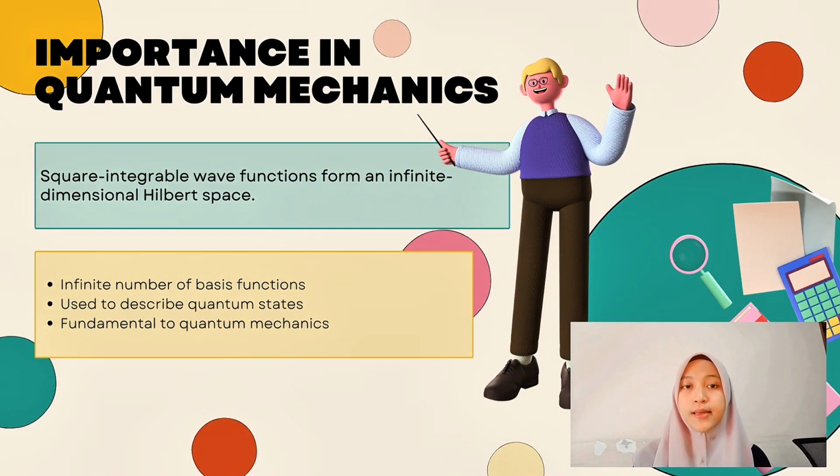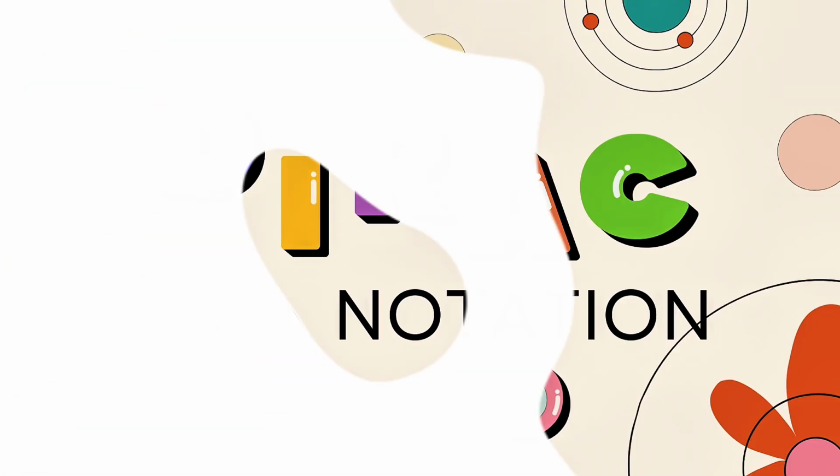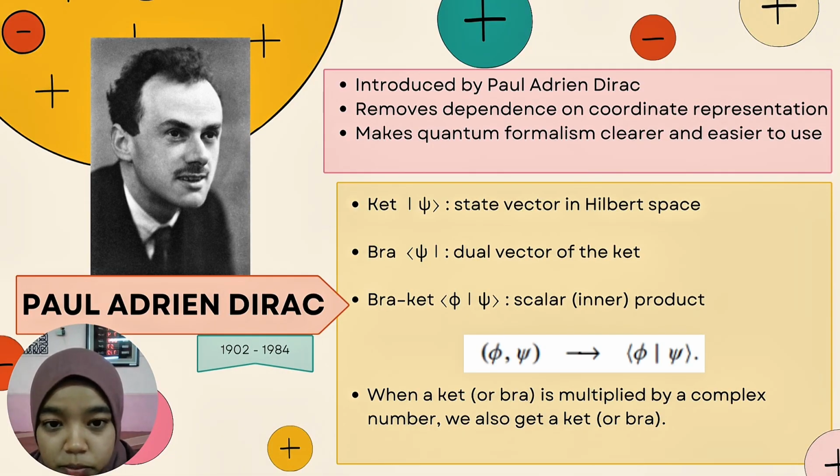Lastly, why is it important in quantum mechanics? Because the set of all square integrable wave functions forms a Hilbert space with infinite dimension. This structure allows quantum systems to be described accurately. It is one of the fundamental mathematical tools in quantum mechanics. To simplify the mathematical description of quantum mechanics, Paul Adrien Dirac introduced a very powerful notation known as Dirac notation.